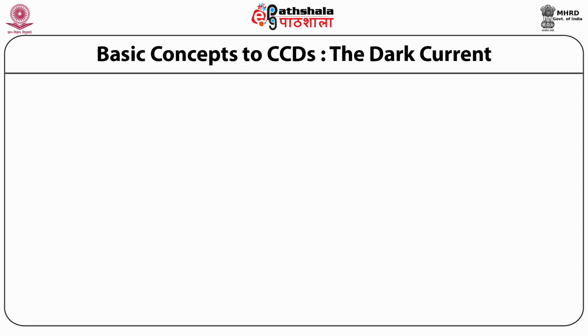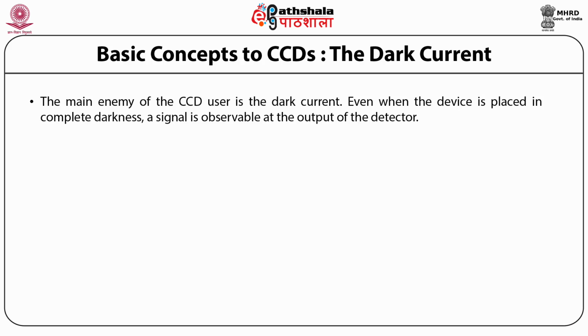Now we talk about the other part of this, that is, what we mean by the dark current that is used in the phenomena of CCDs. The main enemy of the CCD user is the dark current. Even when the device is placed in complete darkness, a signal is observable at the output of the detector. This signal is the result of the charges created in the silicon because of the thermal agitation of the crystalline lattice.